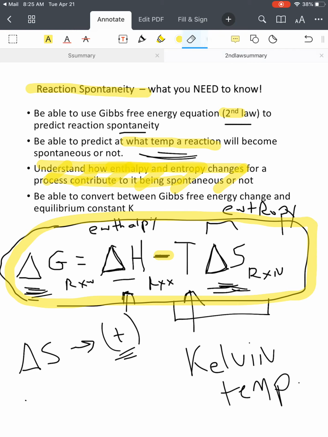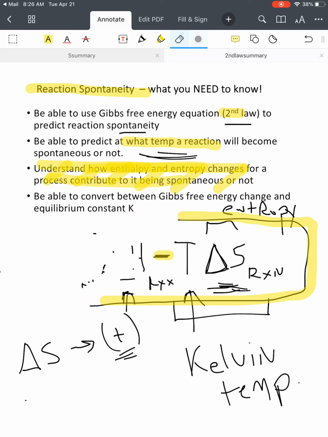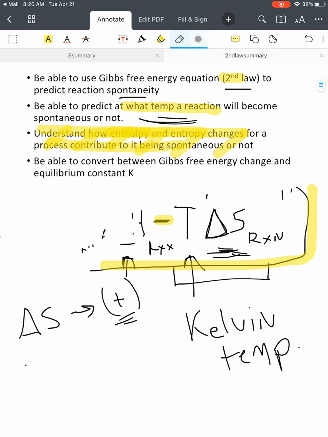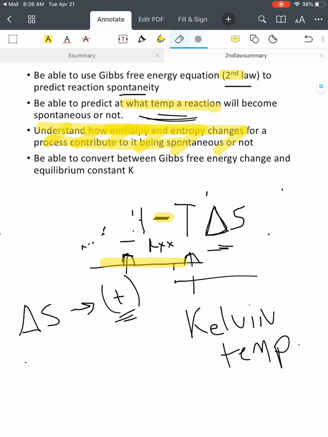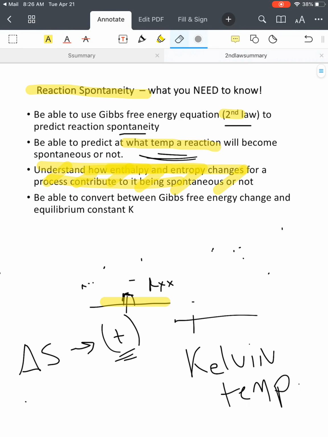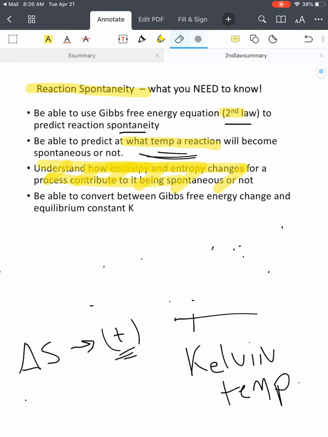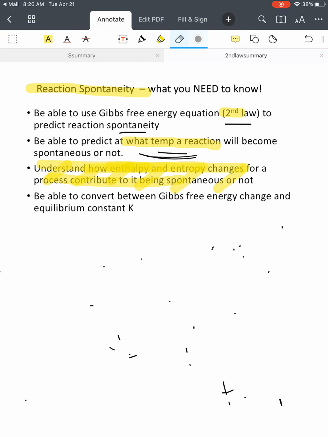Now, the last thing that I want to highlight here, and I want to erase this so you can read it better, is the last bulleted point. I think we showed a sample problem for this in the last lecture, which was last Thursday. But there is an equation and an approach that chemists can use to interrelate the change in Gibbs free energy for a reaction, or our delta G. That delta G, if we know it, we can actually interrelate with another concept that we spent a lot of time on this semester, and that's our equilibrium constant K.